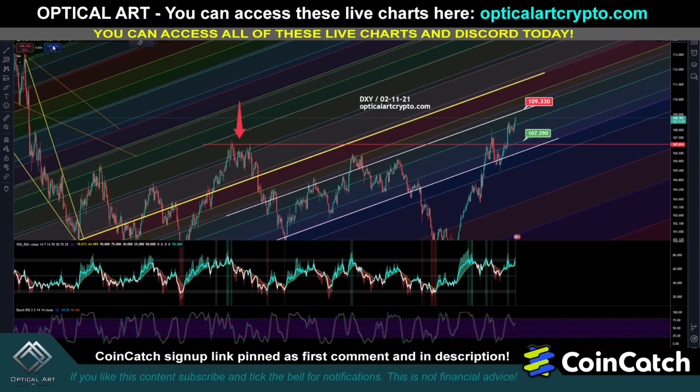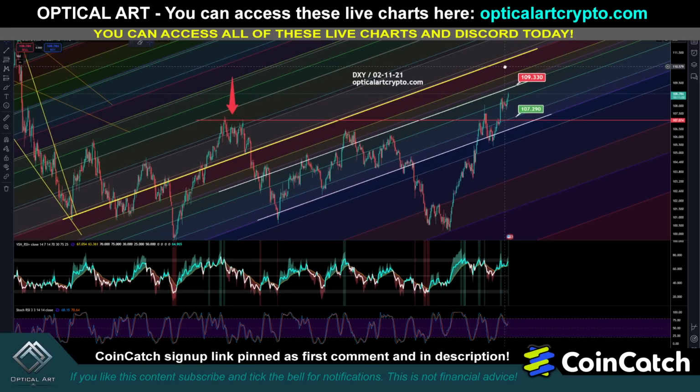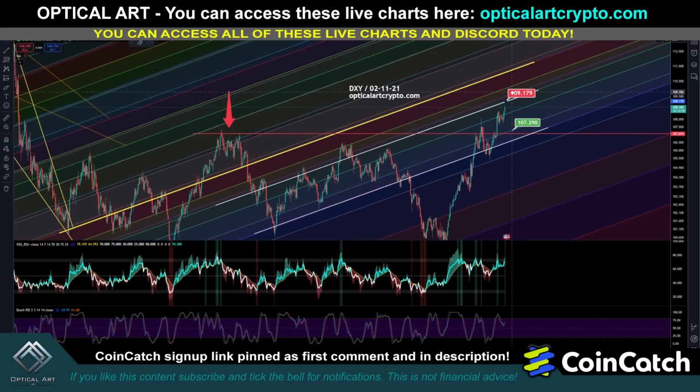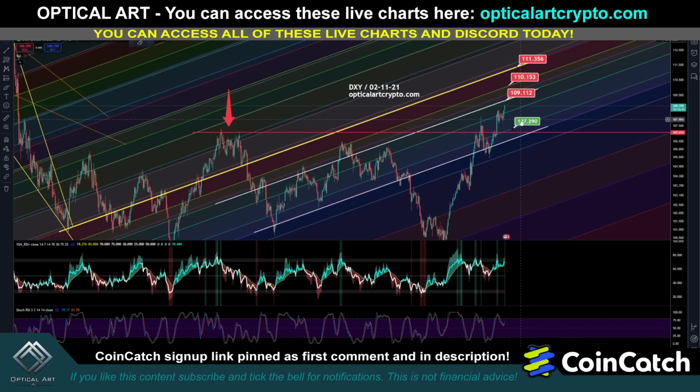Guys, a lot of people aren't paying attention to the DXY. The DXY is on a tear. The next point to watch for rejection for the DXY is around 109 up to 110. And actually, if it continues up the way it is, you can push all the way up to potentially 111, which would be insane. Your current support for the DXY is around 107 down to 106.